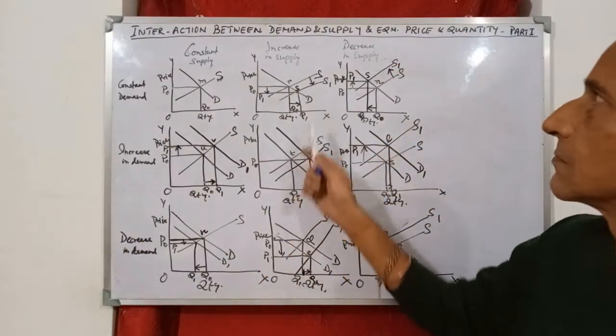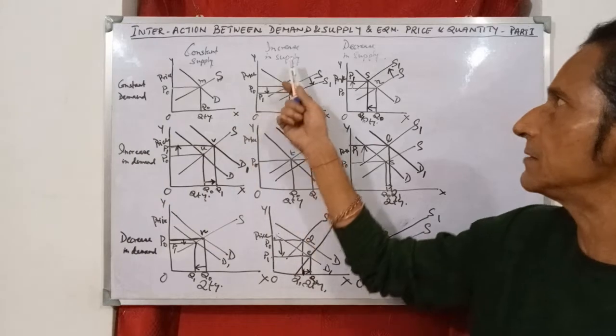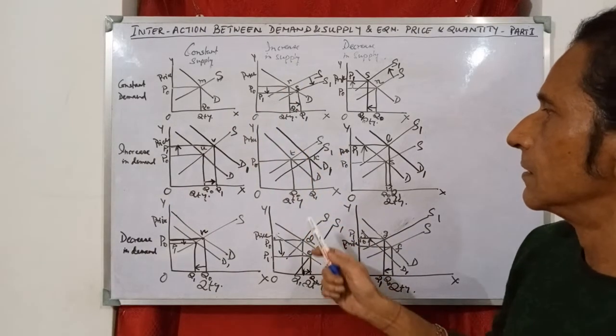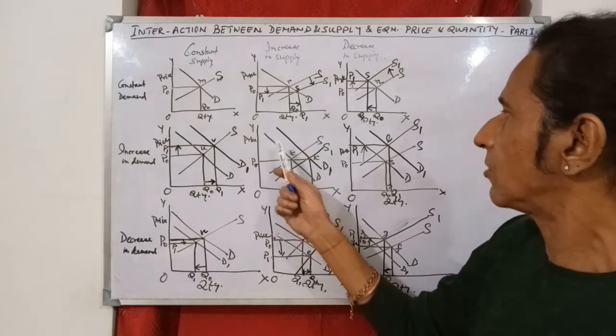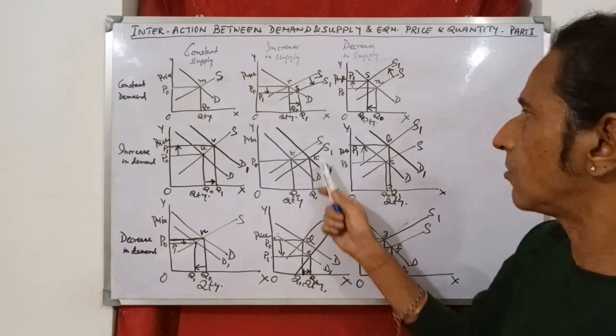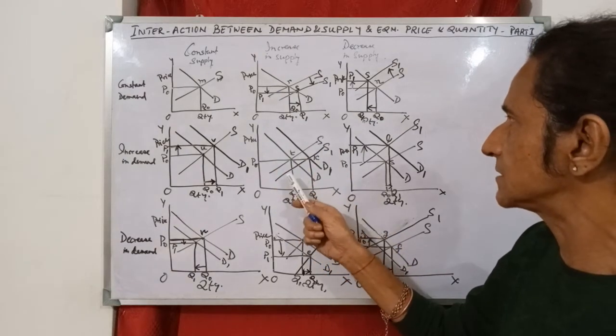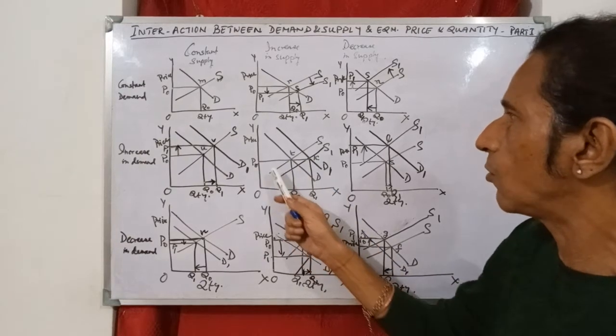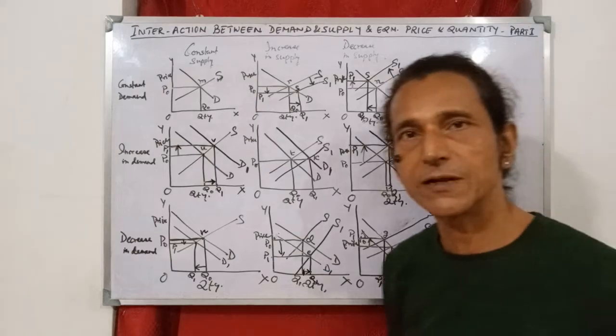And here increase in demand and increase in supply. Original demand curve is D, original supply curve is S and both intersect at point T. So equilibrium price and quantity are OP sub O and OQ sub O respectively.